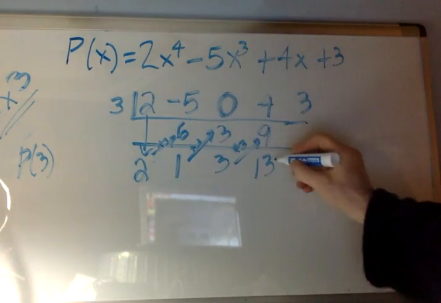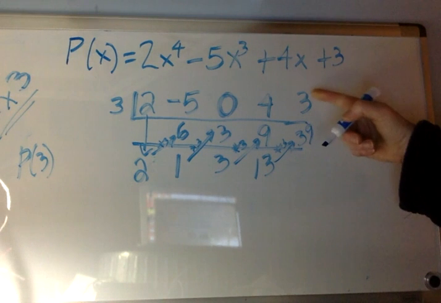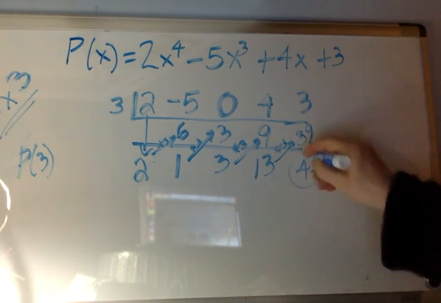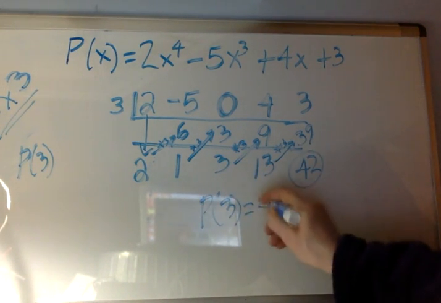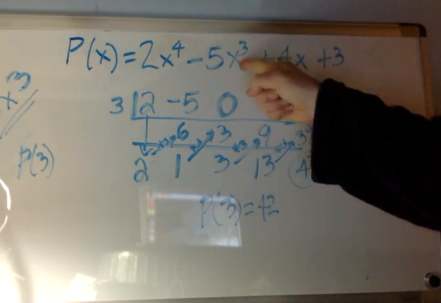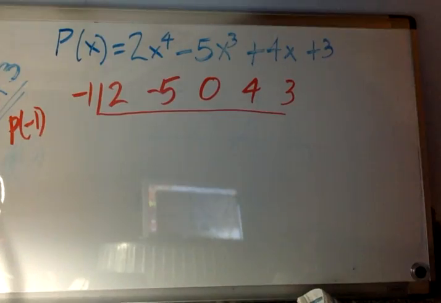13 now gets multiplied by 3 and put here. 13 times 3 is 39. And when you add 3 to 39, you get 42, which means that P of 3 is 42. And that's exactly what we got in example 2 for P of 3 when we plugged it in directly. Now let's do P of negative 1 to see if you got your own P of negative 1 correct.